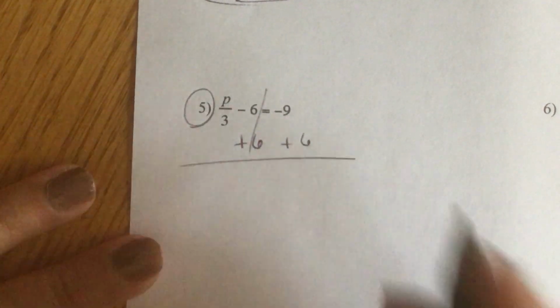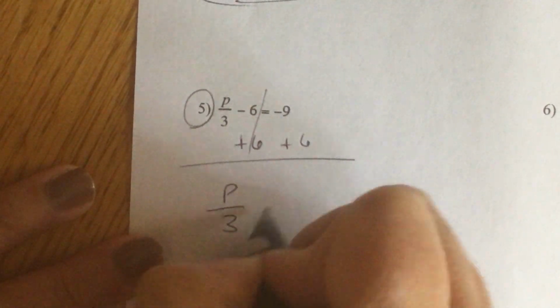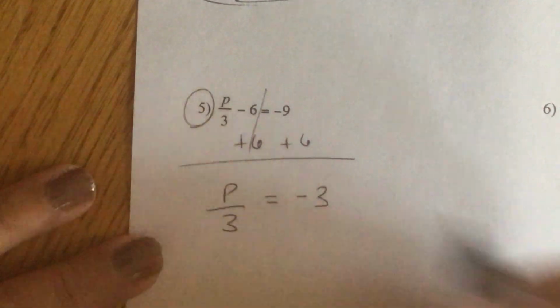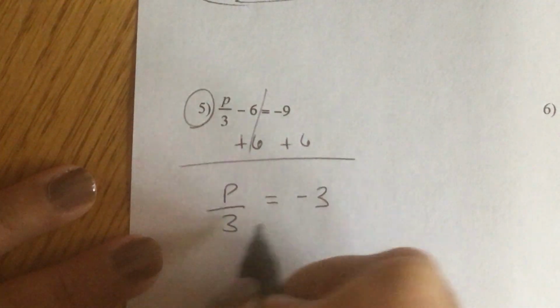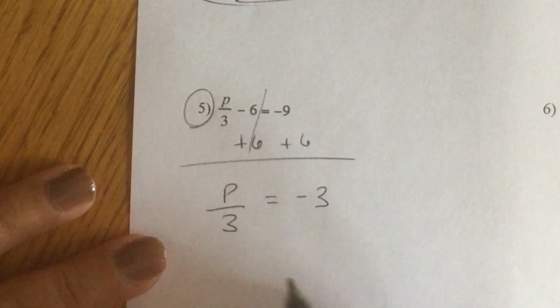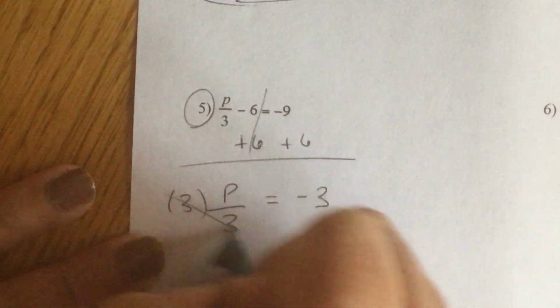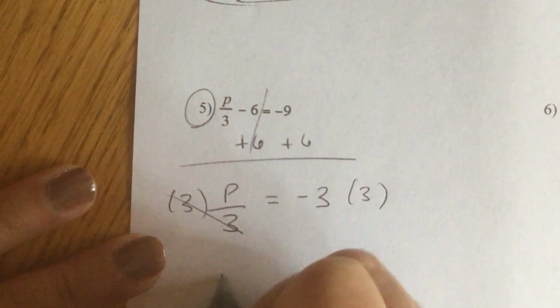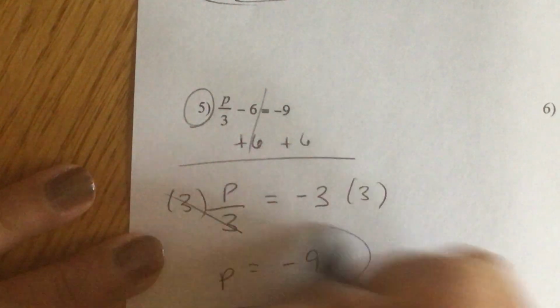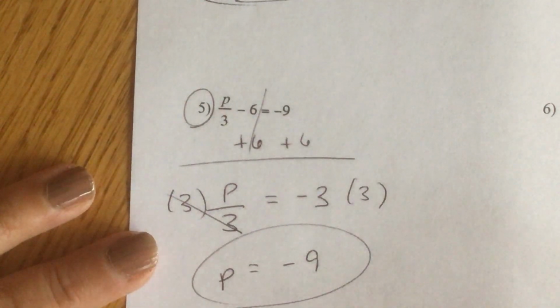So if I add 6 to both sides, I'm left with p divided by 3 is equal to negative 3. And then I'm going to multiply both sides by 3 to move that. So that'll cancel, and that gives me a negative 9 on that side. So p equals negative 9.